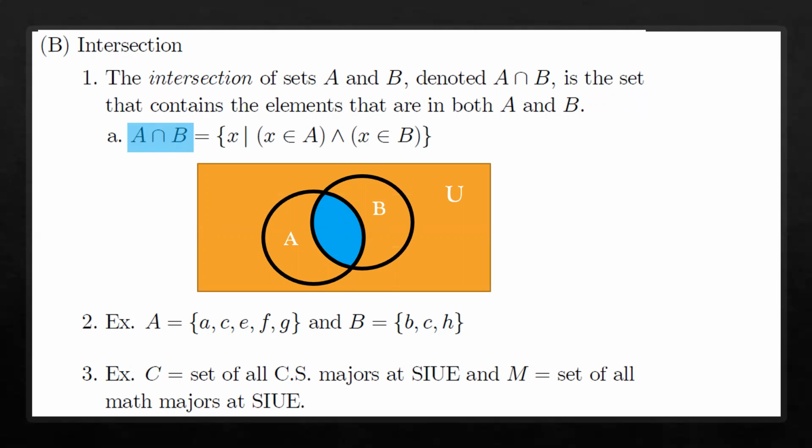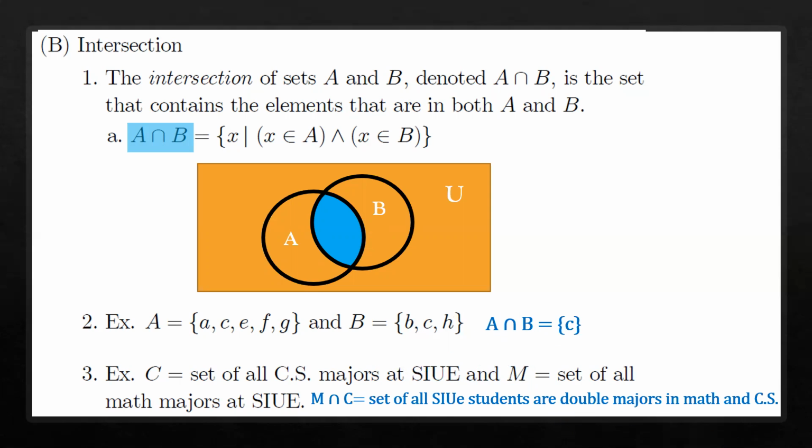For example 2 on this page, we're looking for an element that is in both A and B. The only element that is in both is C. And for our verbal example, if C is computer science majors, M is math majors, what is the intersection? Well, those would be the students who are double majors. That is, they're majoring in both math and computer science.